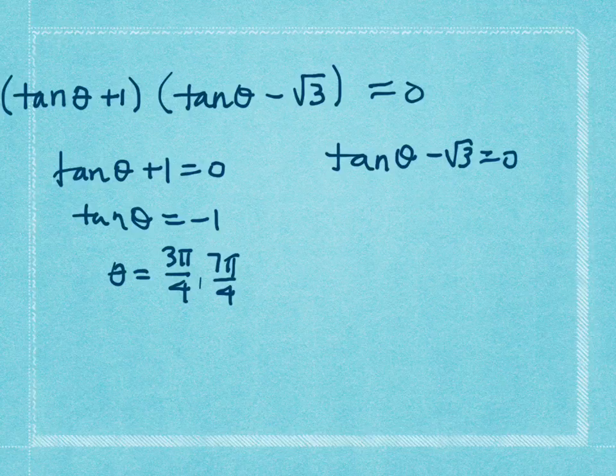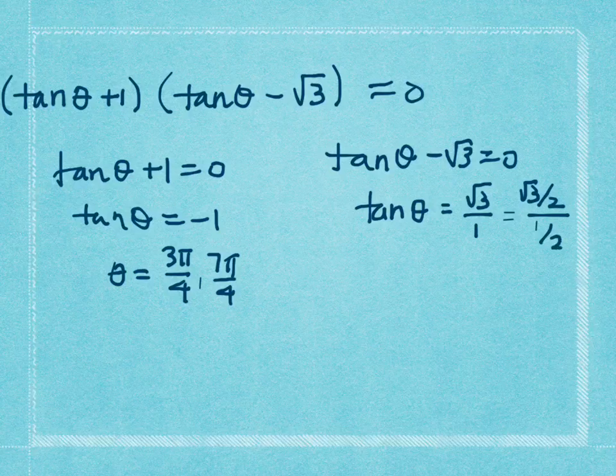The other one's a little bit trickier, so I've got tangent of theta equals square root of 3. I'm going to write it as square root of 3 over 1, and remember how that comes about from a unit circle: it's square root 3 over 2 and 1/2, because the over 2's would cancel out if we simplified that. And so we're wanting a y value of square root 3 over 2 and an x value of 1/2.